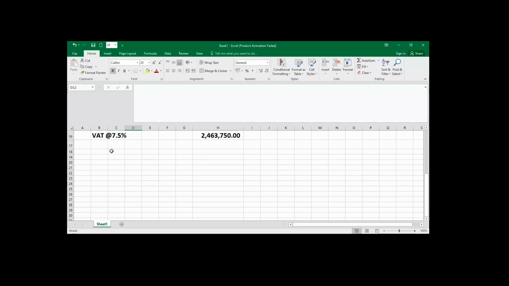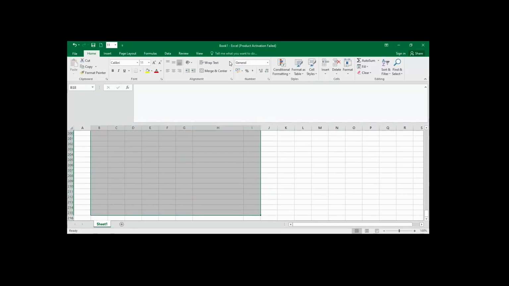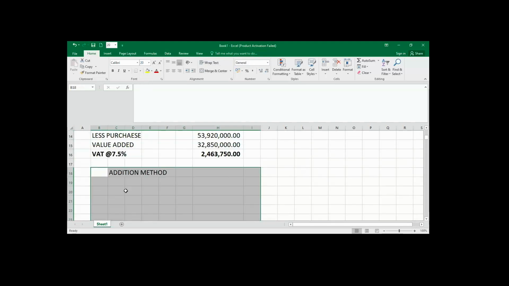So the last one is the addition method. The addition method is a different ball game entirely. Under the addition method, I told you that you have to add all the income generated by the various factors of production.